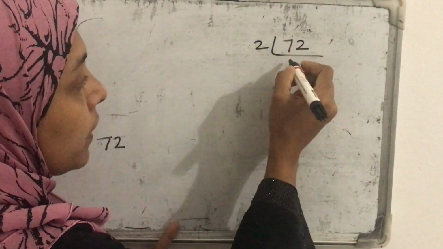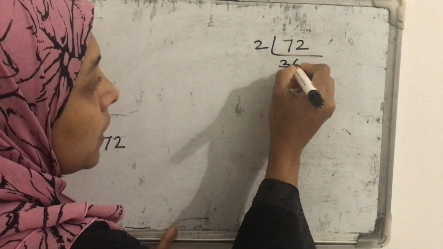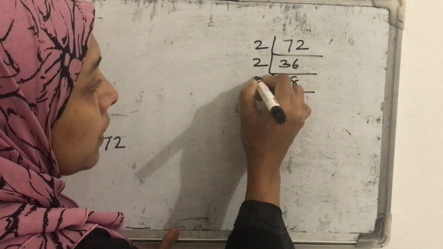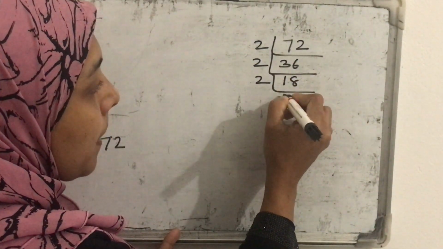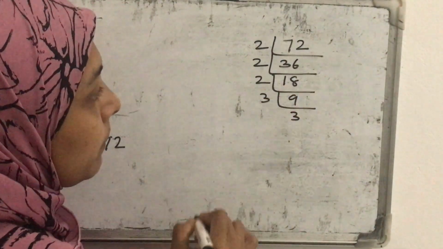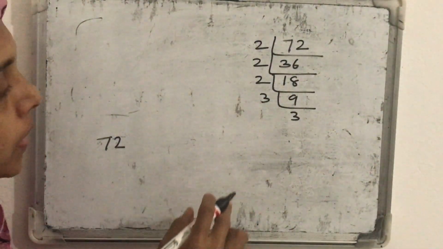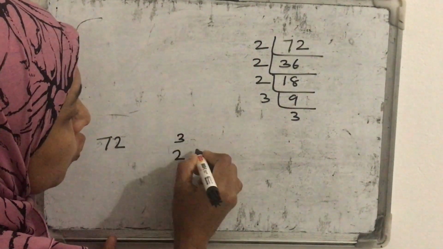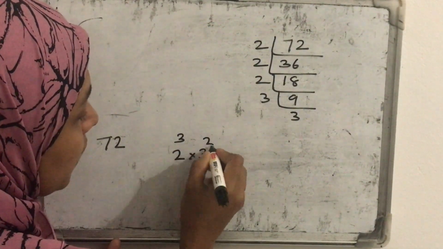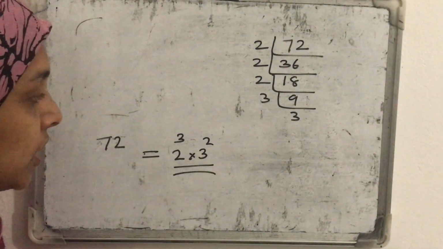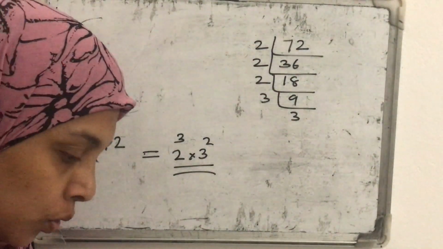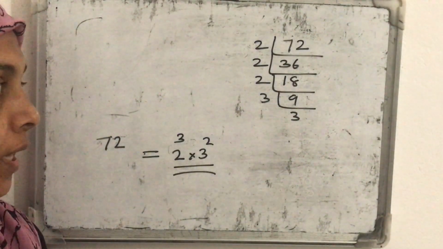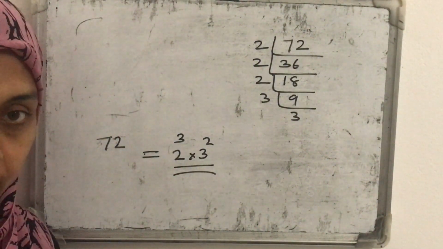First we divide by 2, then it will be 36, and again by 2, then it will be 18, 2, 9, 3, 3. So how many times did we multiply 2 here? 2 cube into 3 square. So 72 we can write in exponential form as 2 cube into 3 square. This type, and other examples also, we can discuss next class. Okay, thank you.